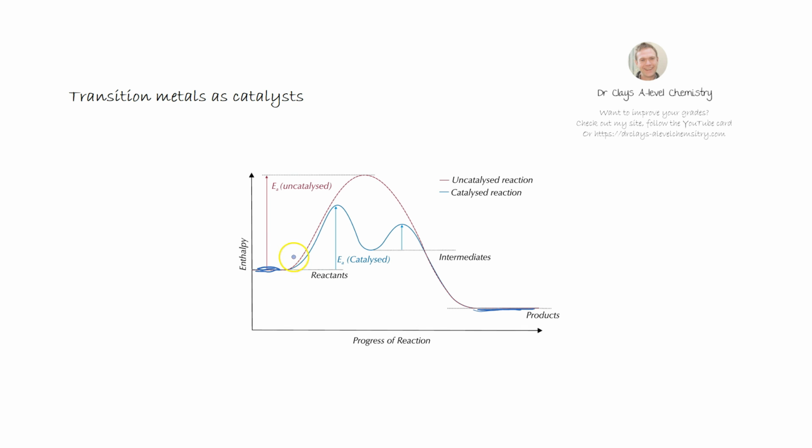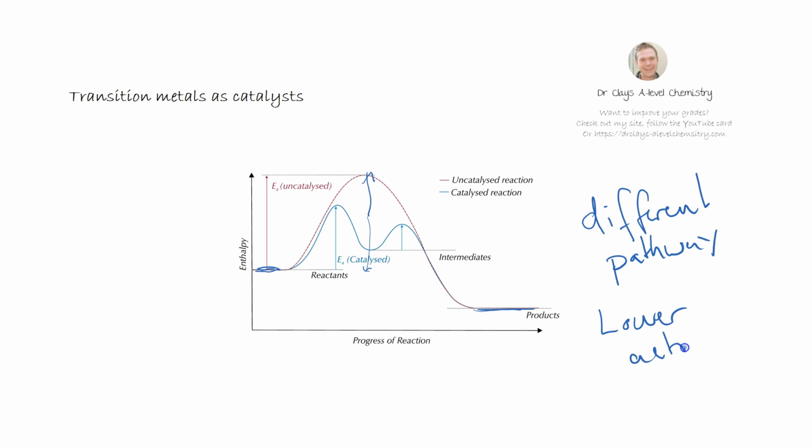What we observe here is the red line is the energy profile for an uncatalyzed reaction, and it's got an activation energy, which is the difference between the starting reactants and the intermediate state. A catalyst, however, remember, offers a different pathway with a lower activation energy. Now, transition metals do this in one of two ways.